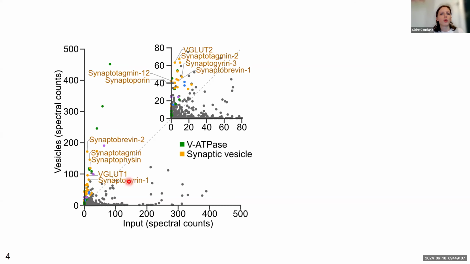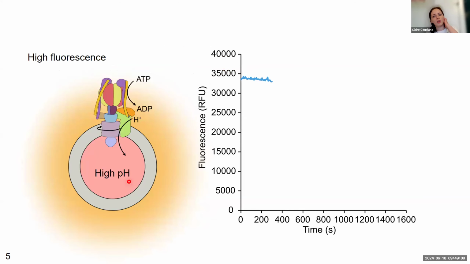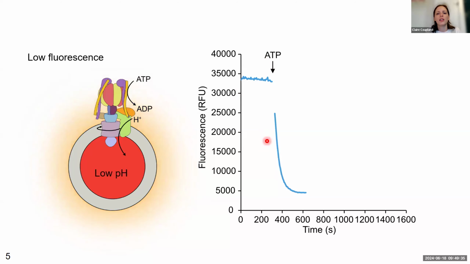So once we know that we have bona fide synaptic vesicles, we wanted to see if they were active. And we did this using an activity assay, which incorporated a fluorophore, known as ACMA, that essentially is quenched upon the acidification of vesicles. And so prior to the addition of ATP, we have high fluorescence and a high pH, i.e. neutral, inside the synaptic vesicle. And we saw when we added the ATP that there was a decrease in the fluorescence, indicating that there had been proton pumping in the vesicle, i.e. that our synaptic vesicles are active.